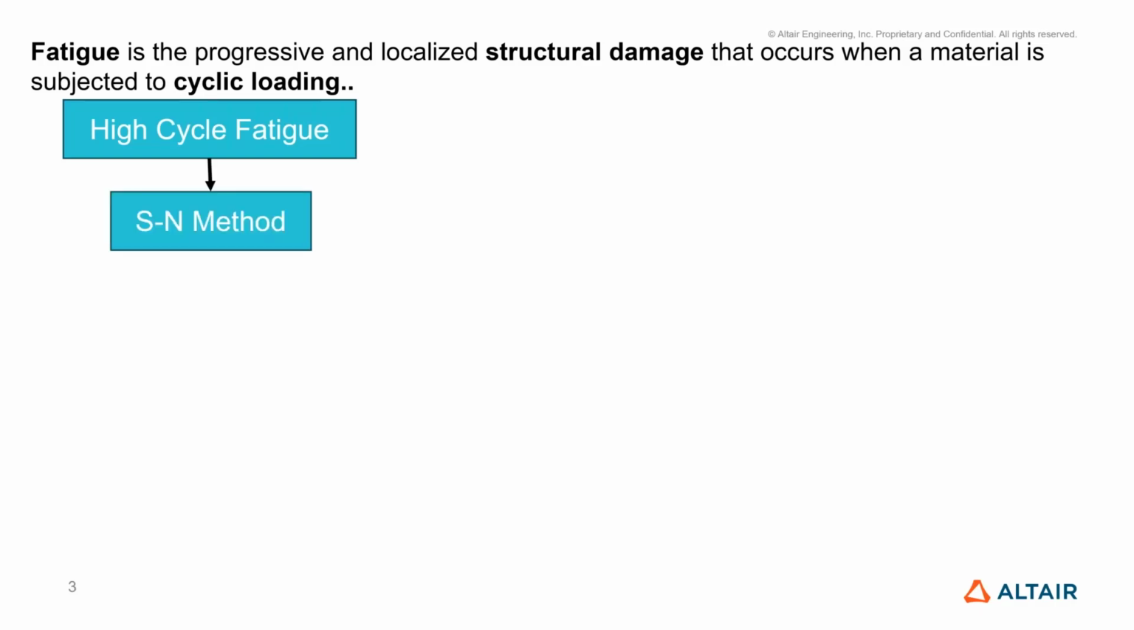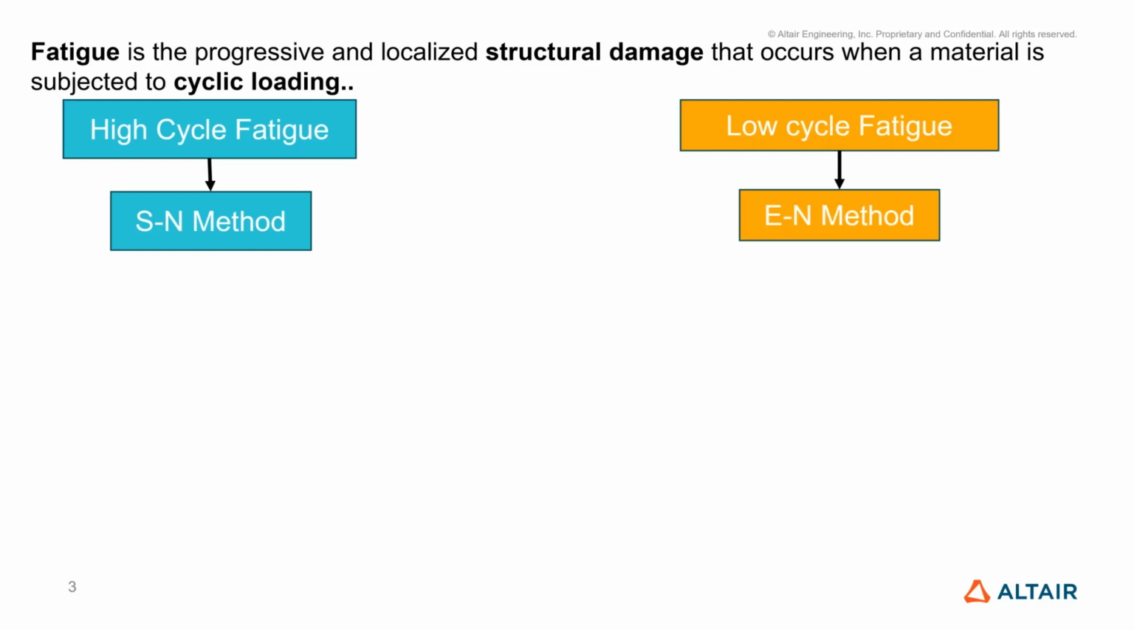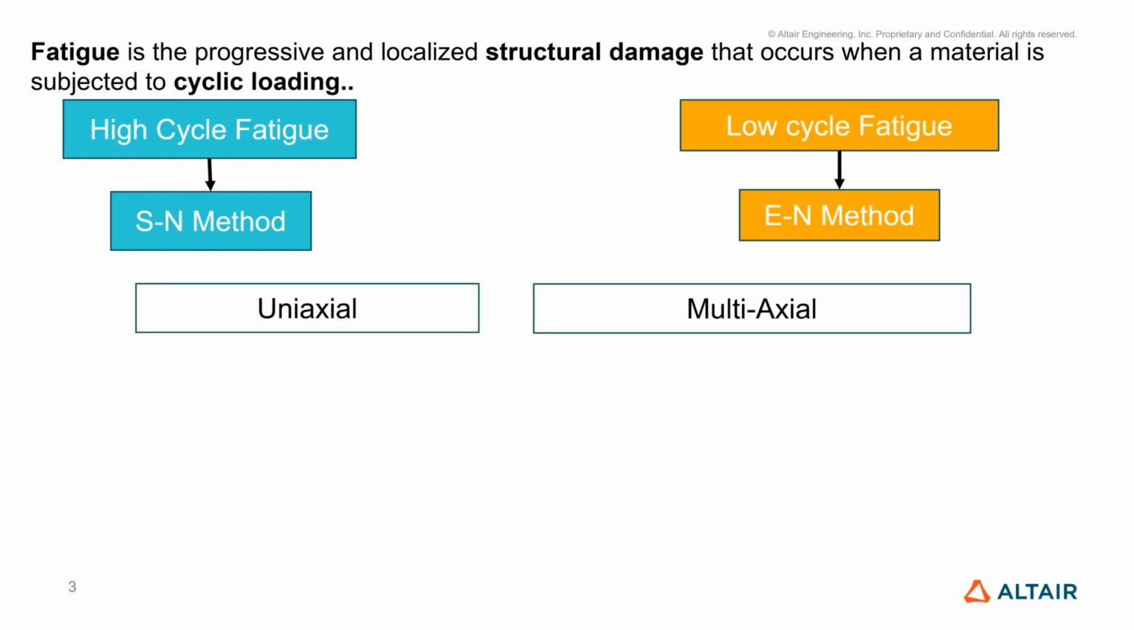Fatigue is a progressive and localized structural damage which occurs when a material is subjected to repetitive or cyclic loading. What are the different approaches to evaluate the fatigue phenomena? We have high cycle fatigue, also known as the stress life method, and the low cycle fatigue approach, which is the strain life method. In both approaches, we have two types: uniaxial and multi-axial methods.